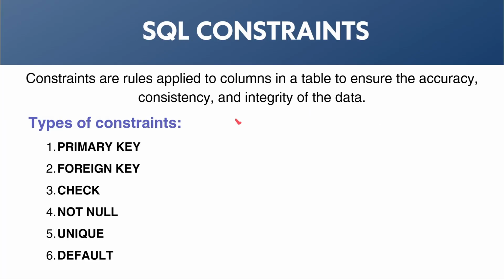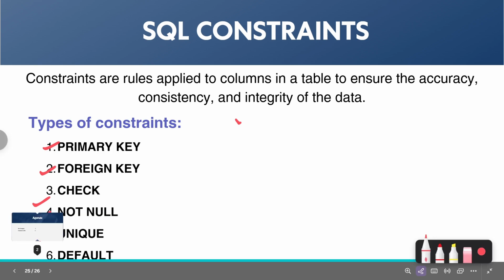So now let's discuss the constraints in SQL. Now that we have understood what keys are, let's look into the constraints. Constraints are the rules that keep our data organized, accurate, and secure. So they ensure that only valid data makes it into the database. There are different types of constraints, and some of them are primary key, foreign key, check, not null, unique, and default. So let's look into them one by one.